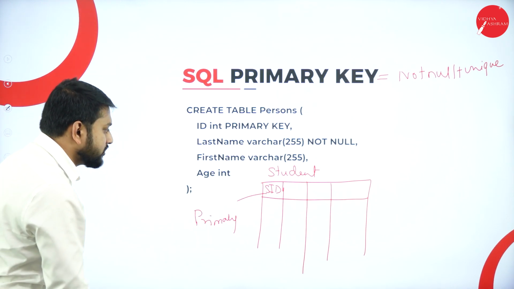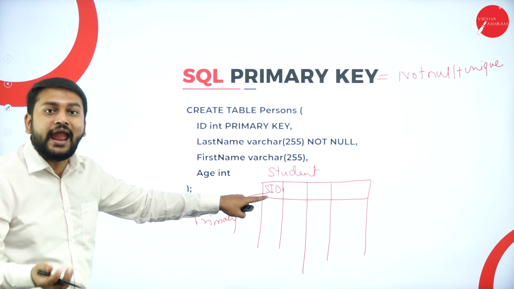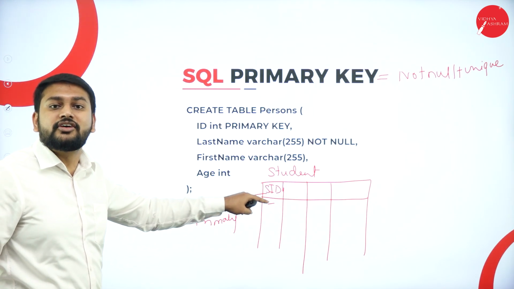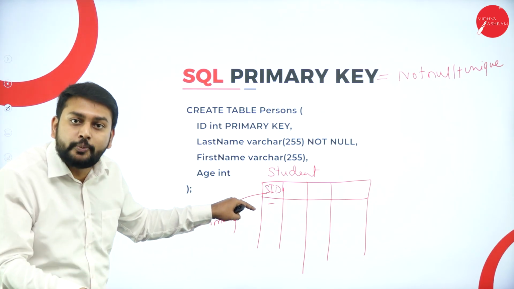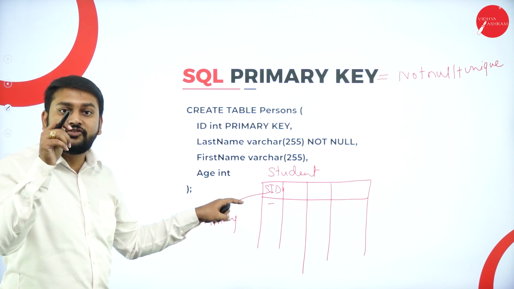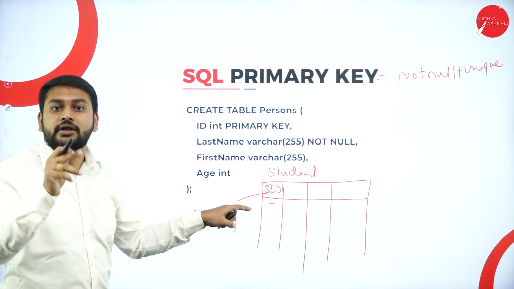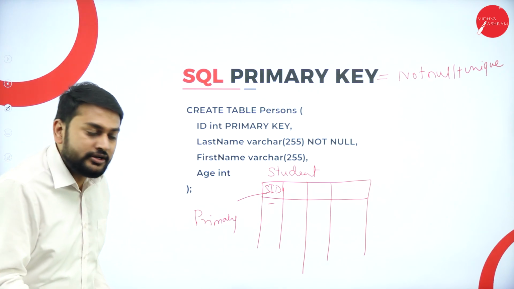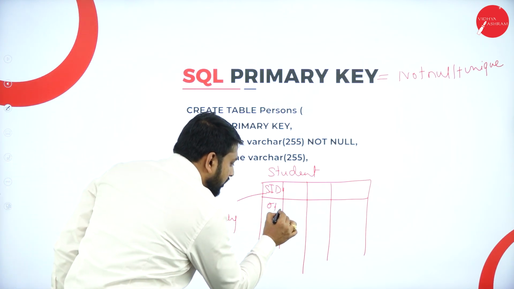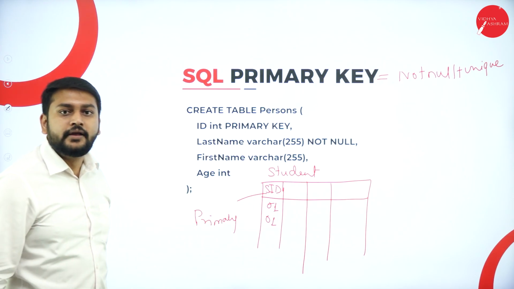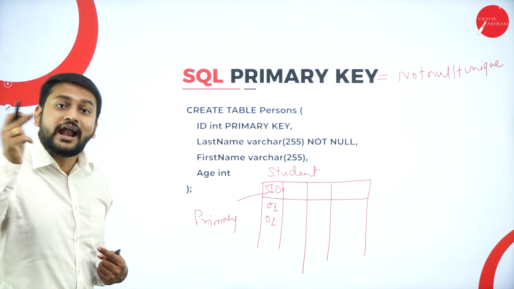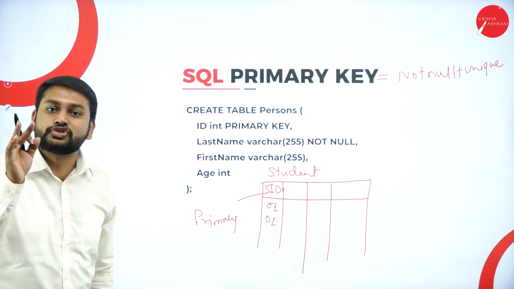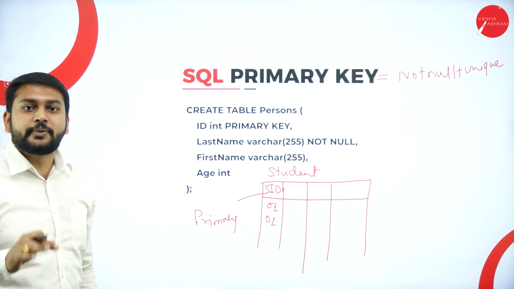Not null in the sense what, sir? I cannot skip entering the value to this column. If I skip entering the value to this column, it will show me an error. That is the first important thing that you need to remember. Second thing, I cannot enter data which I have already entered. Say for example, here I have 1. I cannot enter 1 again here. It will show me an error. So that I will configure. That is what I will call a primary key constraint.